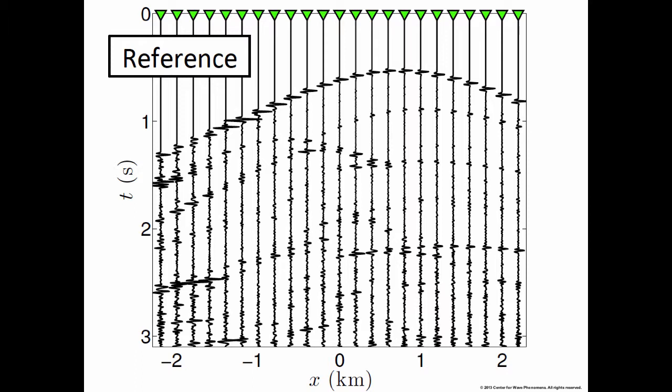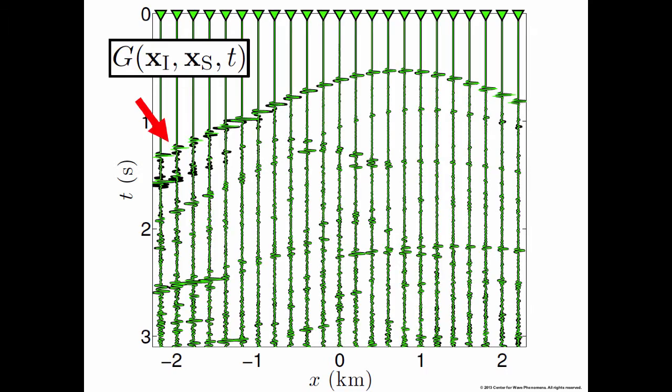Let me show you an example of this wavefield retrieval. This is a reference wavefield. It is computed by placing a real source at that location. This is what we would record at the receiver at the surface. And now in green, we see the retrieved wavefield, the wavefield that we are able to reconstruct using our methodology. As you can see, it matches almost perfectly, except for a small mismatch indicated by the arrow.